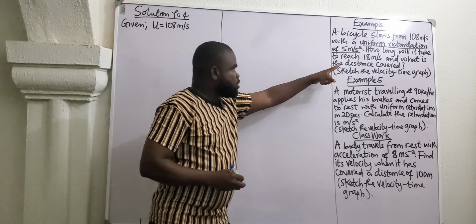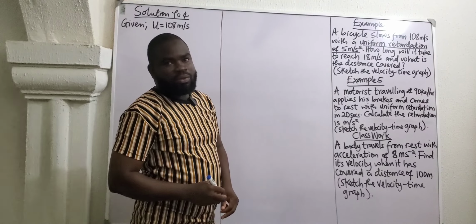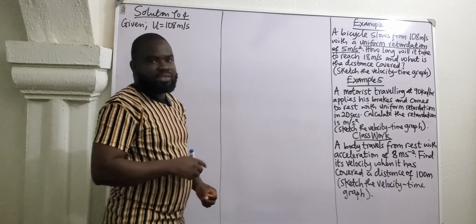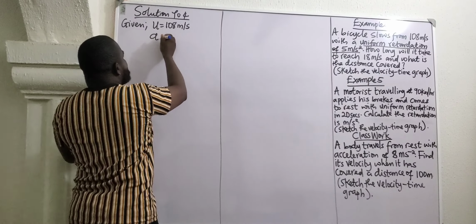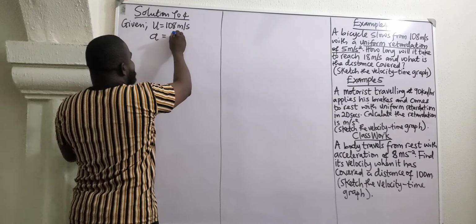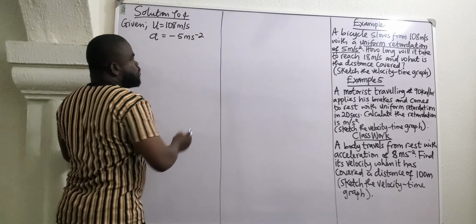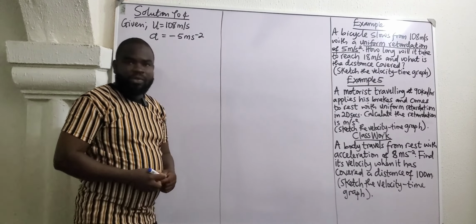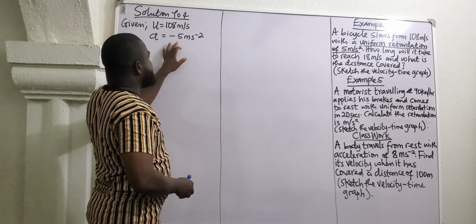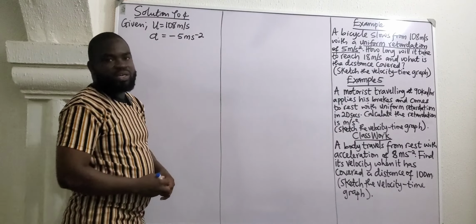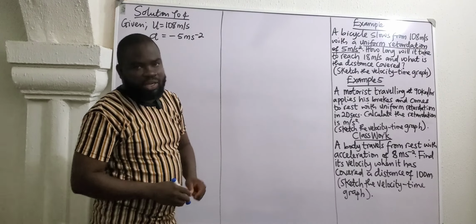Although it is retardation, the value there is positive. But when you want to interpret it in the solution, you have to say retardation a is minus 5 meters per second square. That is the point. In the question it is positive. In your solution you have to indicate with a negative sign because it is retardation or deceleration.